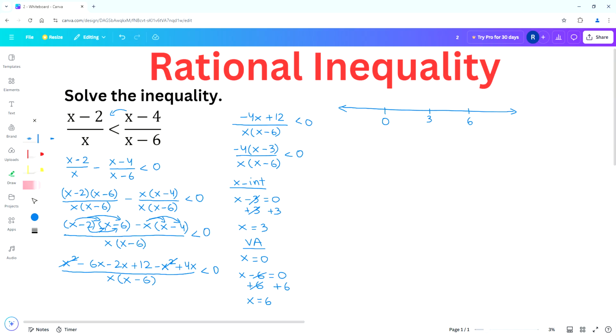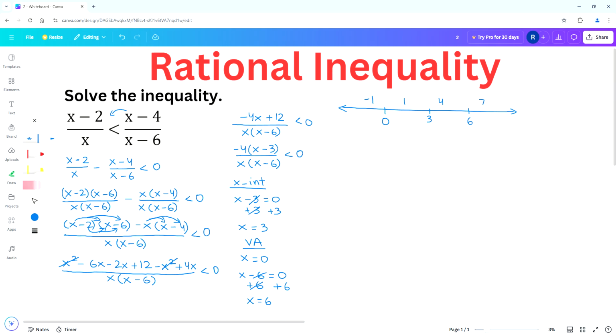On the left side of 0, we can use the test value -1. Between 0 and 3, we can use the test value 1. Between 3 and 6, we can use the test value 4. To the right side of 6, we can use the test value 7.